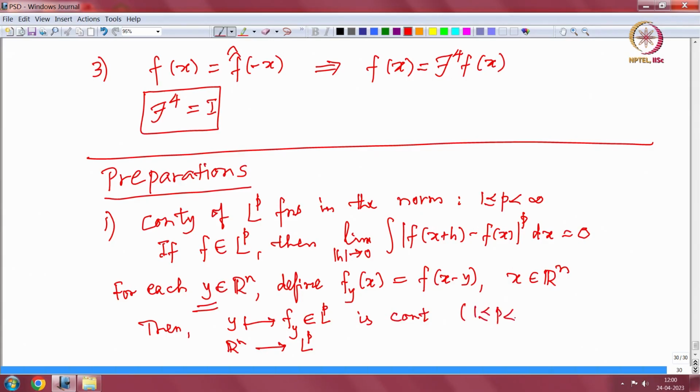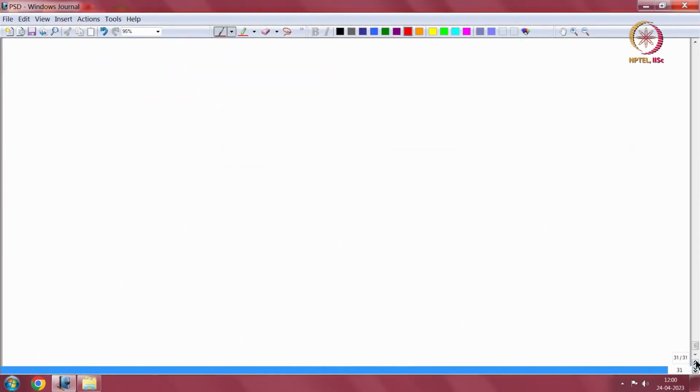As I said, so many properties do not hold for p equal to infinity, so you should check it separately. Okay. So the continuity of this map is equivalent to continuity in the norm. Okay. So this is one thing, and now to the proper proof of that inversion formula.